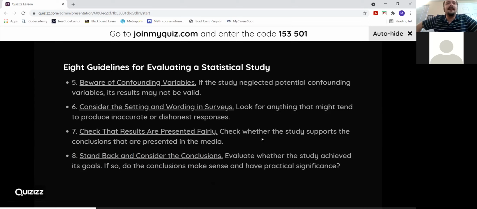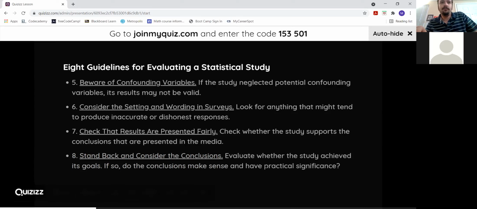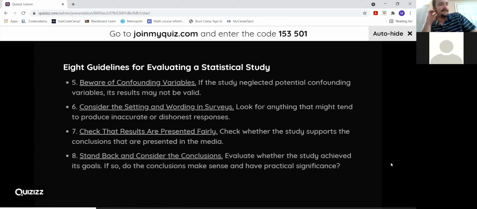Stand back and consider the conclusions. Evaluate whether the study achieved its goals. If so, did the conclusions make sense and have practical significance? So what are they proving in the study? Is that the same thing that they are concluding in whatever you're reading, right? Are they using that study to actually conclude the same thing? What sort of practical significance does it have?